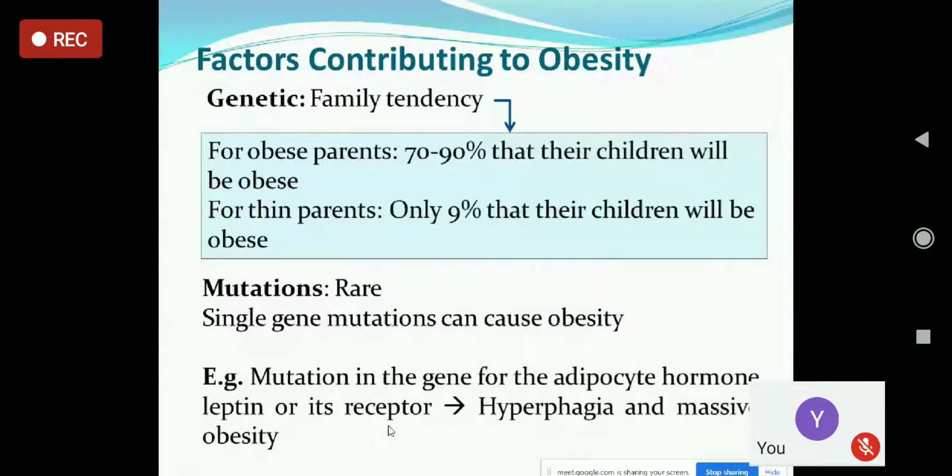There can also be some genetic mutations, which are rare. For example, a mutation in the gene for the adipocyte hormone leptin or its receptor leads to overeating, hyperphagia, and massive obesity. So this is one of the factors contributing to obesity: genetic causes, some mutations, but these are rare.